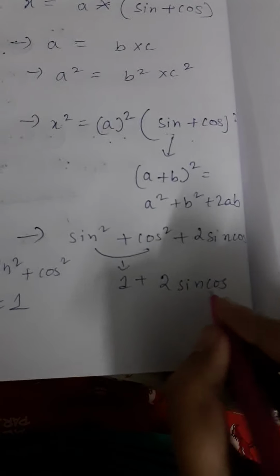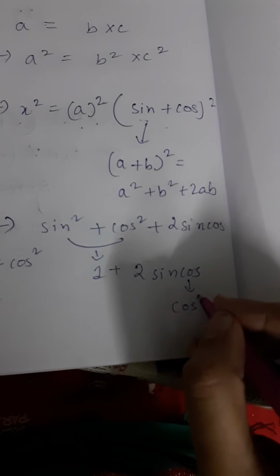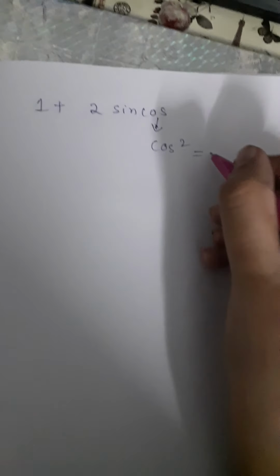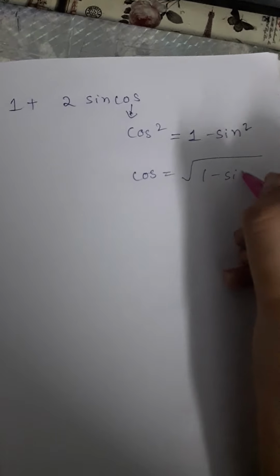Now 2 sin cos, we have this, we can simplify this further. It is 1 plus, now cos, you can write it as, we know that sin squared plus cos squared equals 1. So therefore we can write from that equation that cos squared equals 1 minus sin squared. So therefore now you can write the value of cos as square root of 1 minus sin squared.